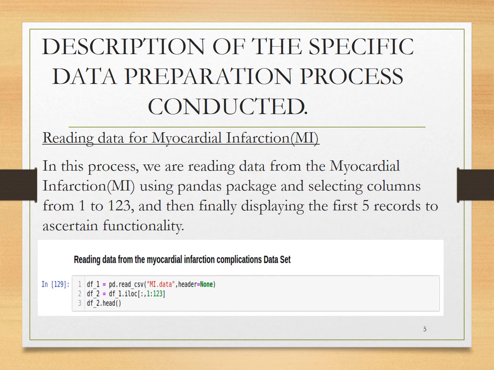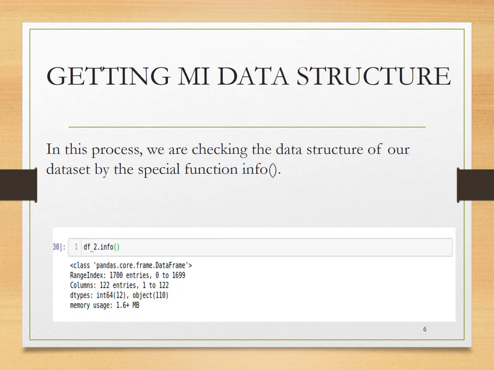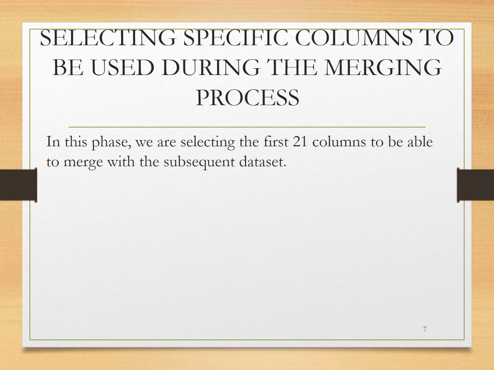In this process, we are reading the data from the myocardial infarction dataset using the pandas package and selecting columns from 1 to 123, and then finally displaying the first 5 records using the head function. And second one is getting the data structure. In this process, we are checking the data structure of our dataset by the special function info and selecting specific columns to be used during the merging process.